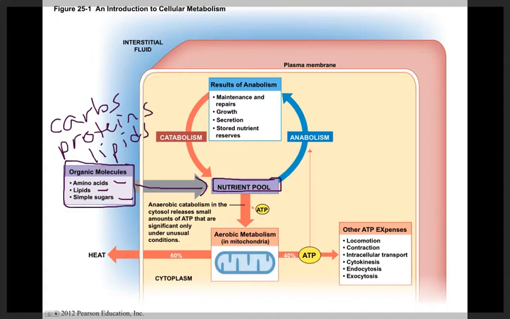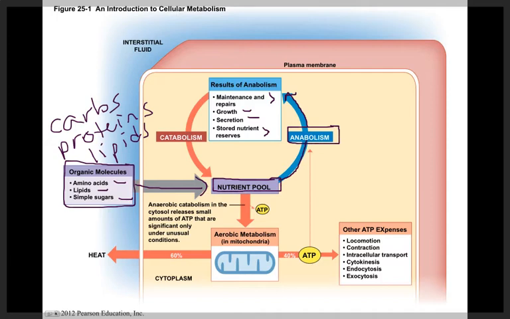with them. They can be used to build larger molecules, which is called anabolism, and the larger molecules then could be used to maintain and repair the cell, to grow the cell, to allow the cell to secrete substances, and to store those nutrients as nutrient reserves. For instance, glucose can be stored as glycogen.